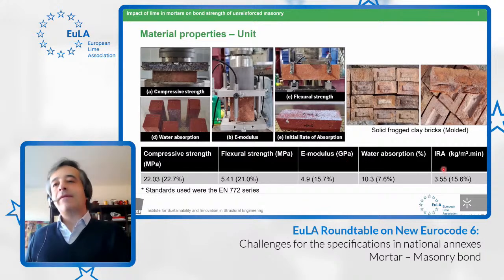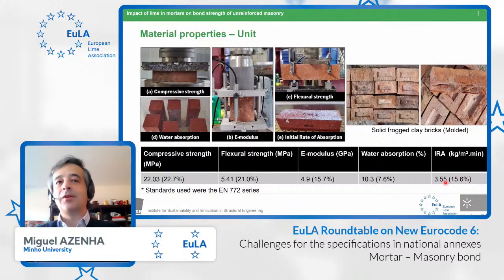And our IRA is a little bit on the high side, so this makes it a little bit more dangerous in terms of the unit taking water from the mortars. But in our preparation of the masonry specimens, we always pre-soaked the bricks in water for 30 minutes to make sure that this aspect would be minimized, but it's still an aspect to consider, of course.